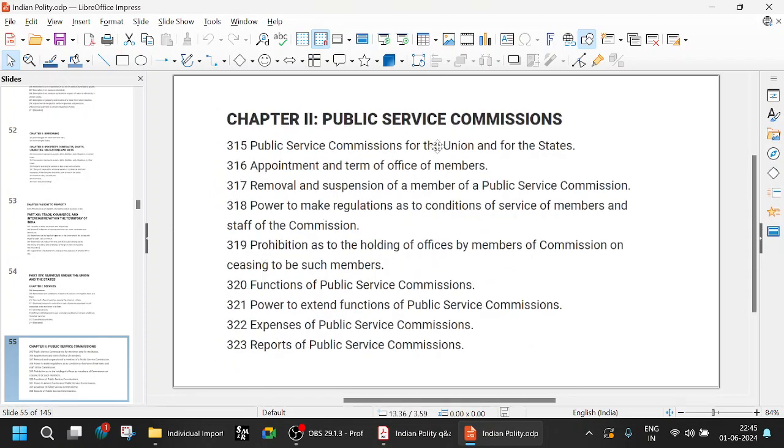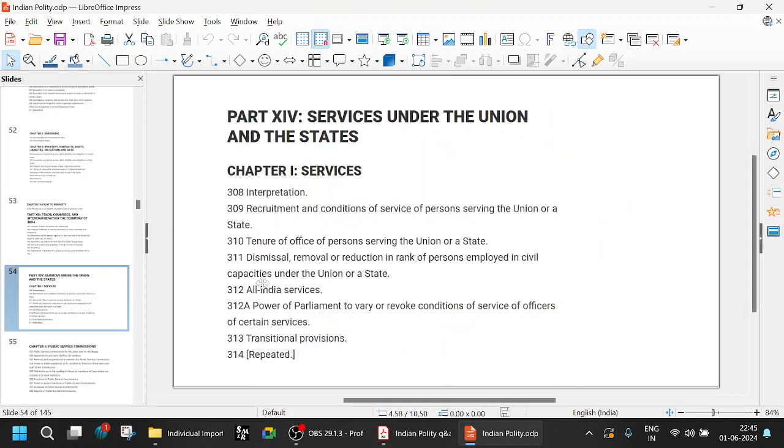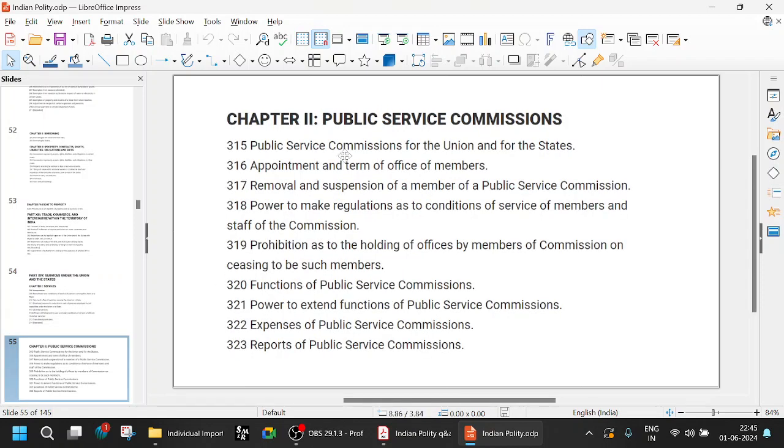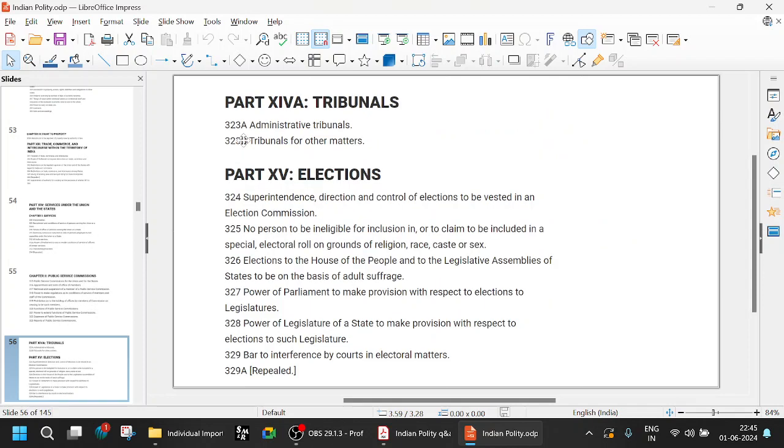So 315 is Public Service Commission for Union and States. Okay, these are also important. 312 is All India Services. This is also important. And APPSC, UPSC, all these come under 315.